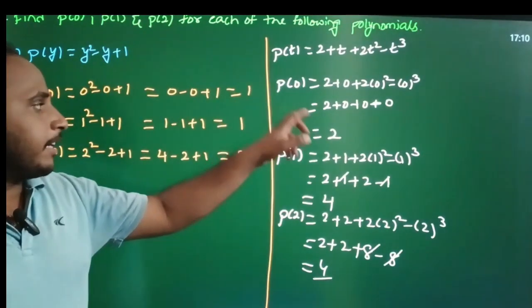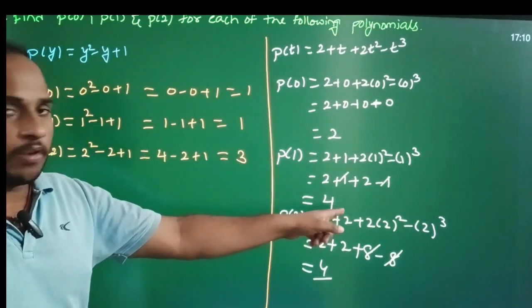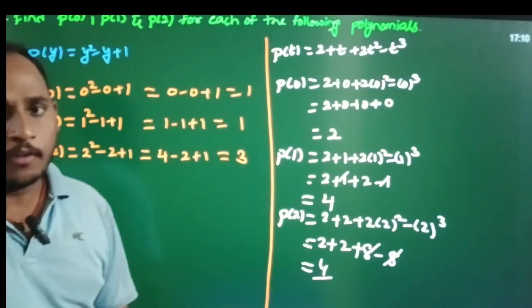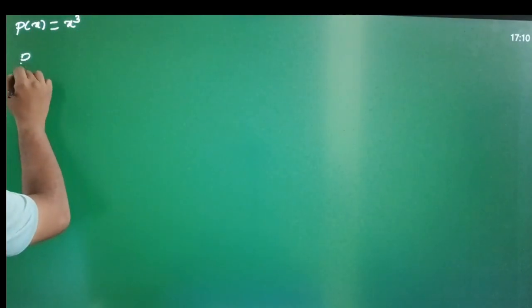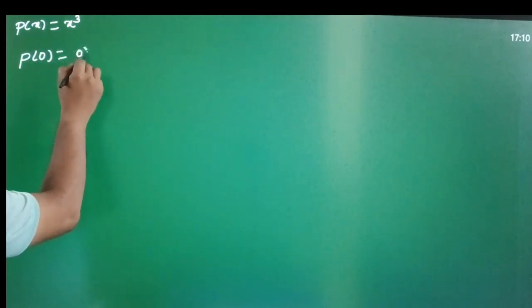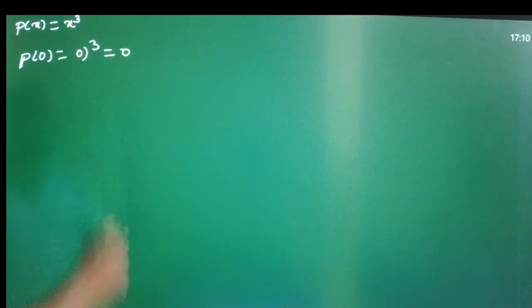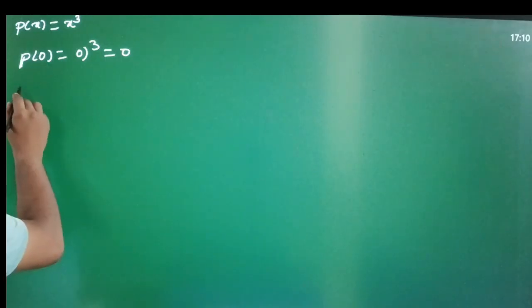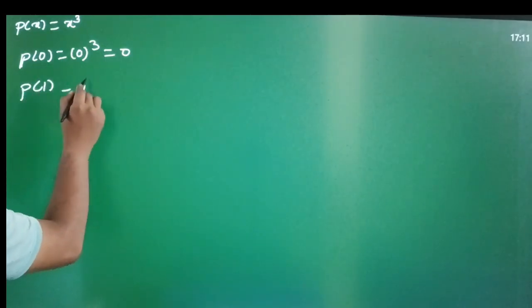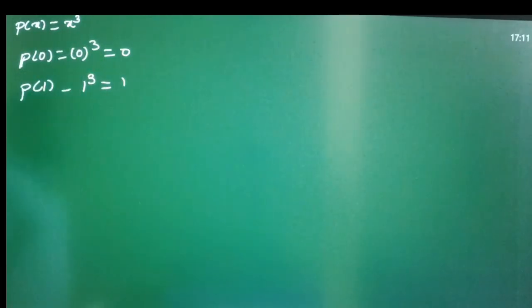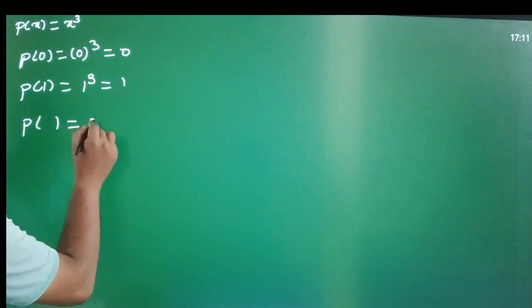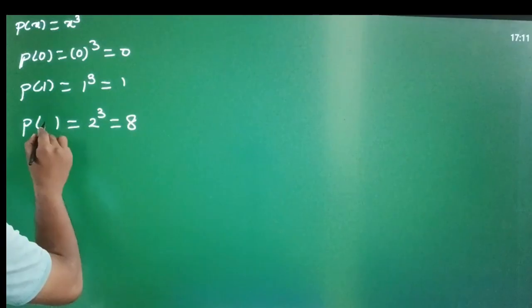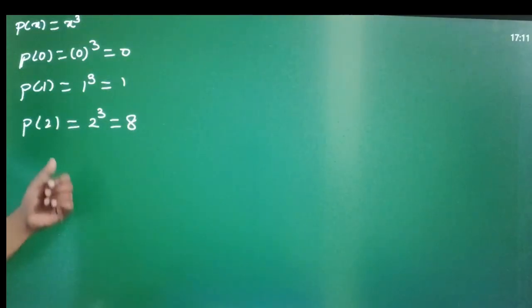The value of the polynomial at t equals to 0 is 2. At t equals to 1 is 4. At t equals to 2 is 4. Next one. P of x equals to x cube. Now at x equals to 0, 0 cube is 0. And at x equals to 1, P of 1 equals to 1 cube which is equals to 1. Now at x equals to 2, P of 2 equals to 2 cube which is equals to 8.